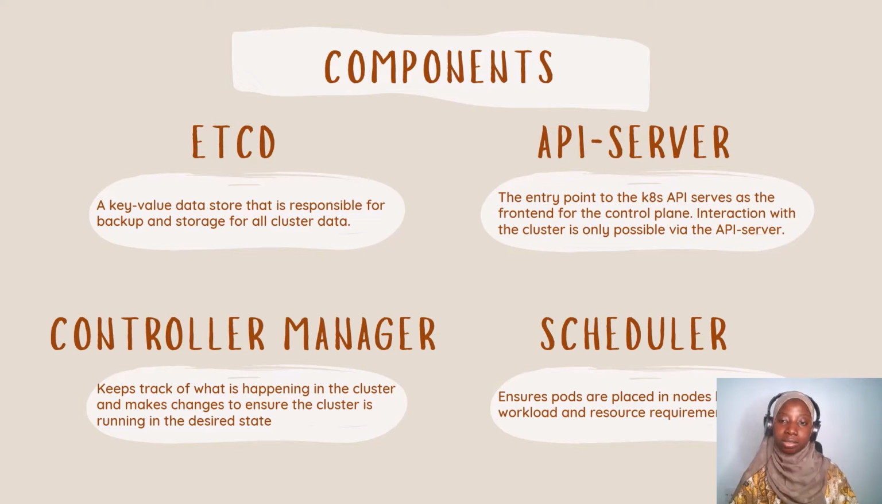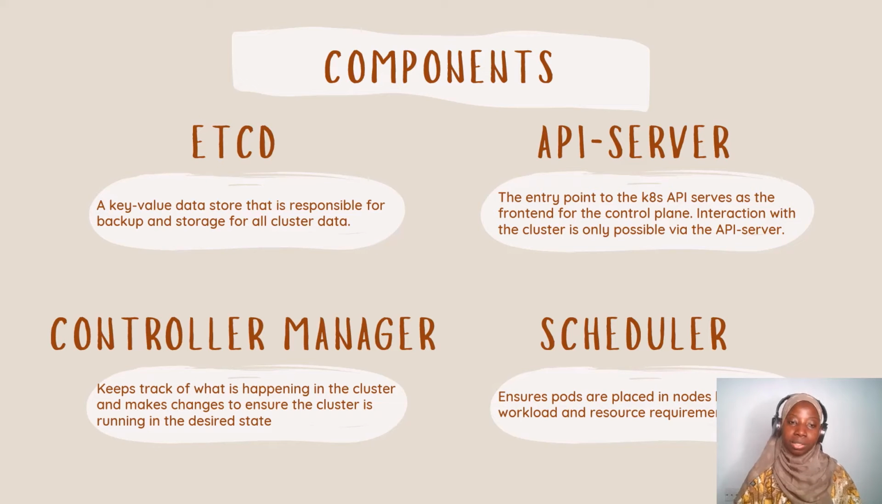Okay, so the next is the API server. The API server is the front end or the entry point into any Kubernetes cluster. So interaction with the Kubernetes API or with the worker nodes takes place using the API server. The controller manager keeps track of what is going on in the cluster and makes changes to ensure that the cluster is running in the desired state.